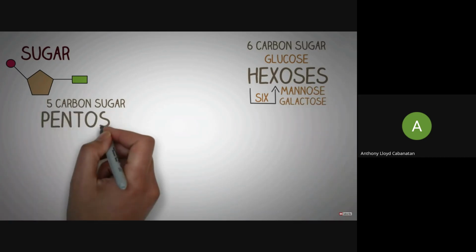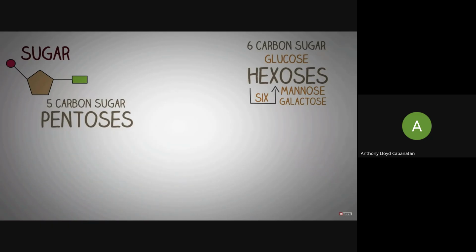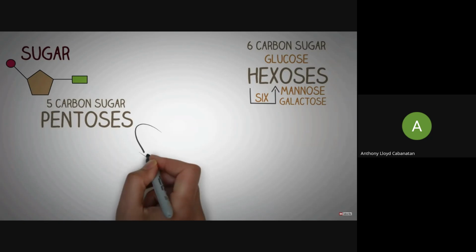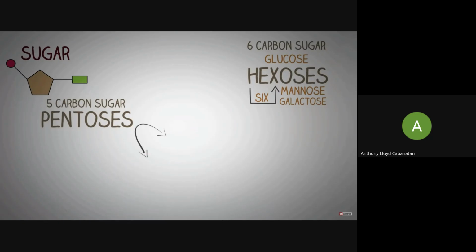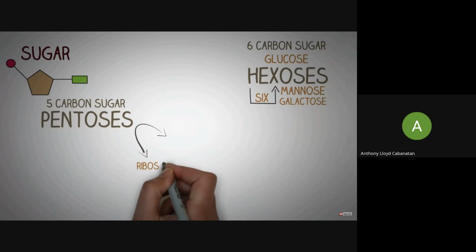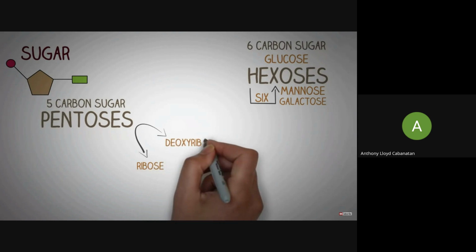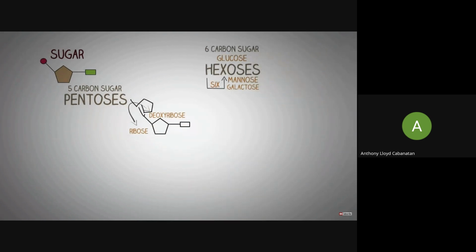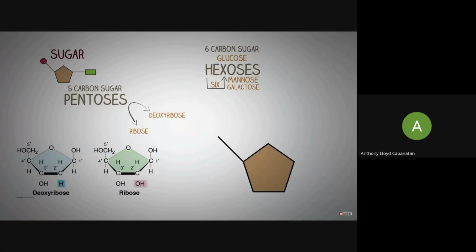There are different types of hexoses in our body other than glucose, like the mannose and galactose. Similarly, 5 carbon sugars are called pentoses, the word pent meaning 5. There are different types of pentoses in our body, but the two important types of pentoses that are present inside the nucleic acids are the ribose and the deoxyribose. Now this is a simplified structure of the sugar present inside the nucleotide. Now if we compare this structure with the chemical structure of the ribose and deoxyribose on the right, you can see the structure clearly. We have carbon atoms on each of these corners.